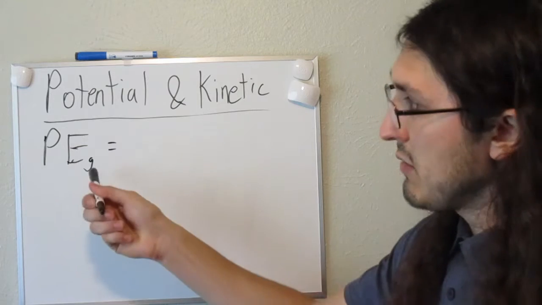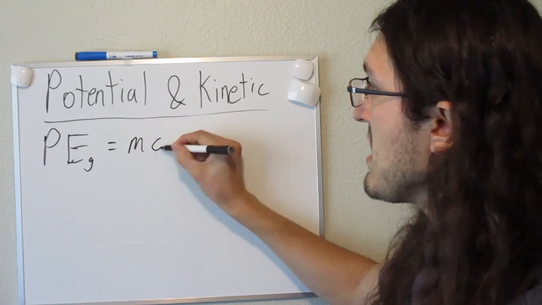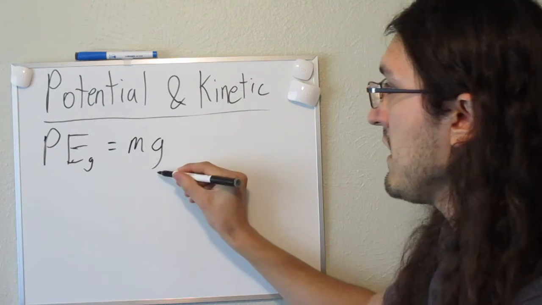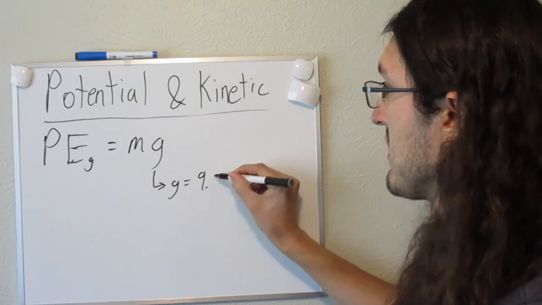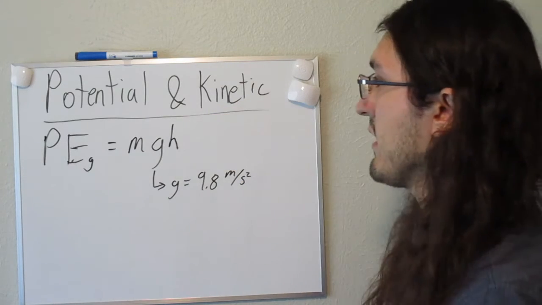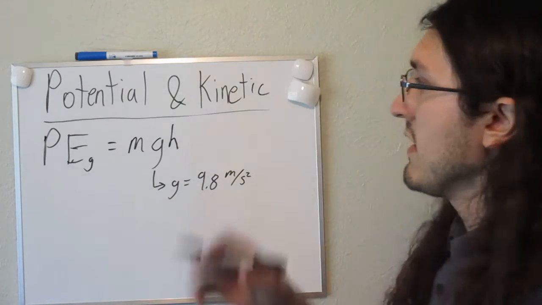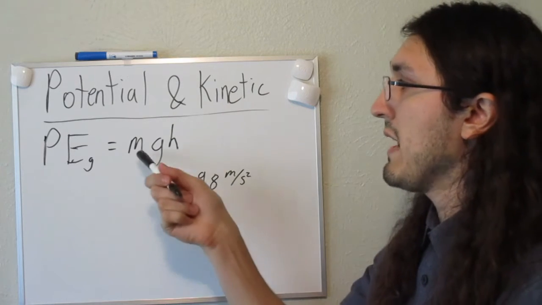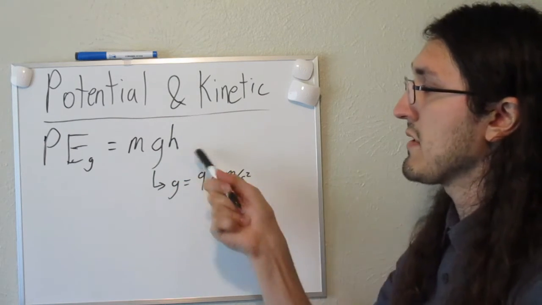So the gravitational potential energy is equal to the mass times g, which is the acceleration from gravity. If you don't remember that, it's going to be 9.8 meters per second squared, and then times the height. So whenever a mass is at a certain height above the ground, the energy is going to be equal to the mass in kilograms times the acceleration from gravity, which is 9.8, times how high it is off the ground.